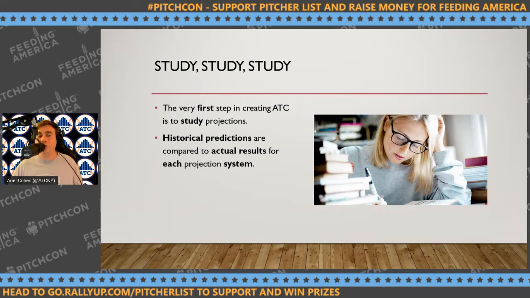The way that you do it is you take a look at what a projection system projected, what they said that a player would do, and you compare that to actual results. A lot of people maybe use the entire player pool. I use more fantasy relevant players to do this. I use about the equivalent of a 12 team regular 23-man roto roster to determine my weighting. That kind of depth to get my weighting at the very top.